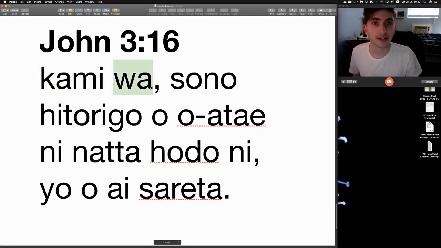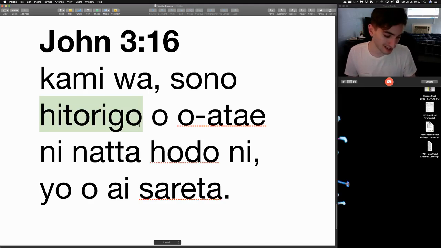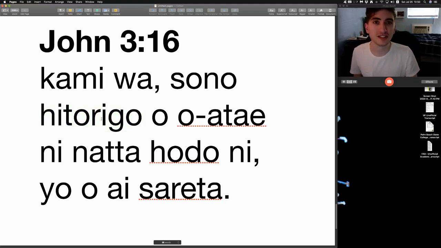Wa is the topic particle. It tells us, hey, we're talking about this thing. We're talking about God in this case. So kami wa, as for God himself, right? Sono is a good word. It means that. That what? Hitorigo. Hitorigo is an interesting word. It's not so common. Hitorigo means like lone child, the only child. In English, we say only begotten son, I think. Yeah, the only child.